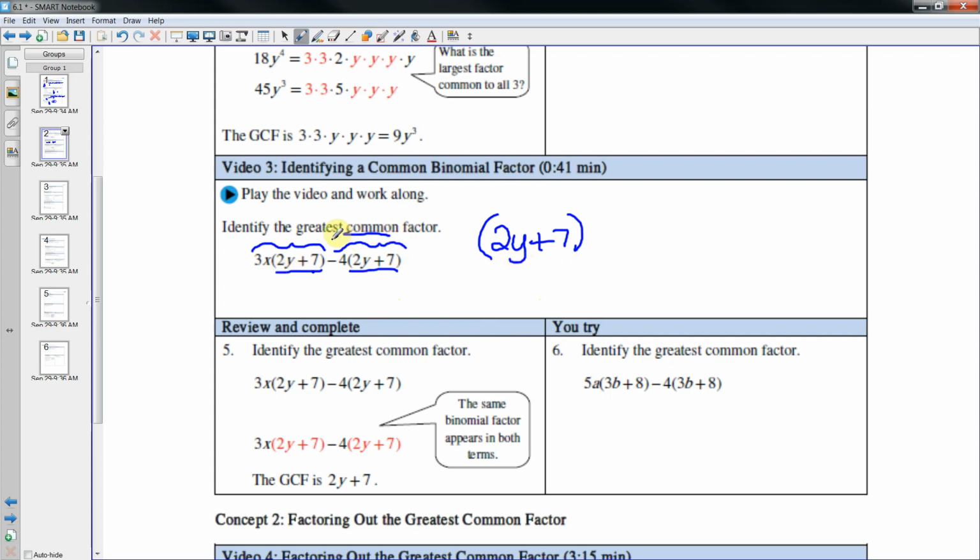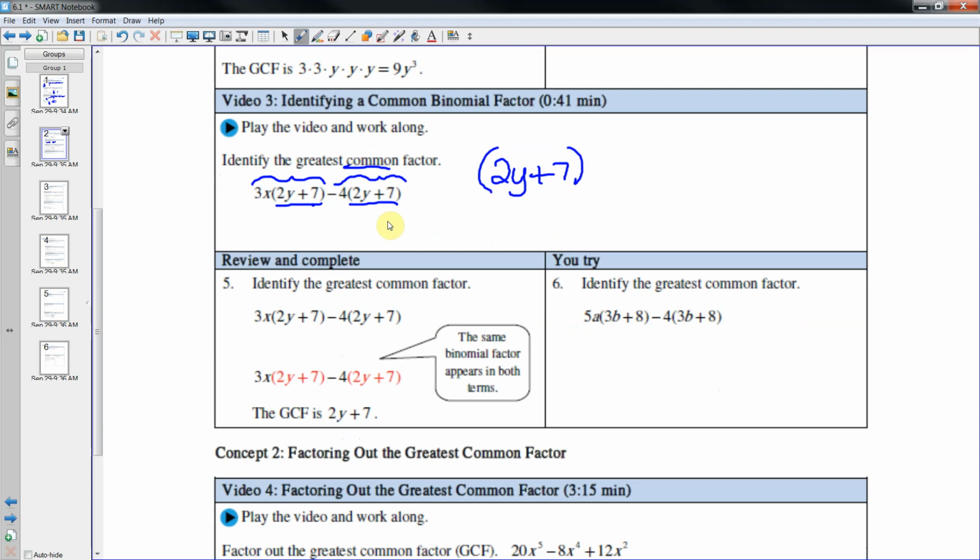Remember, I'm looking for greatest common factor. So looking at the one below it, what do you think the common factor is? What's in both terms?